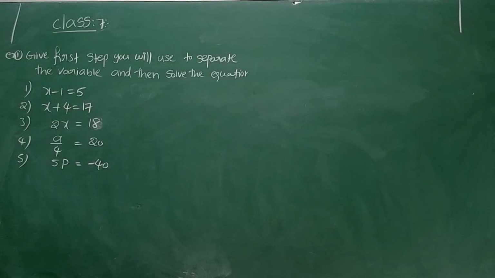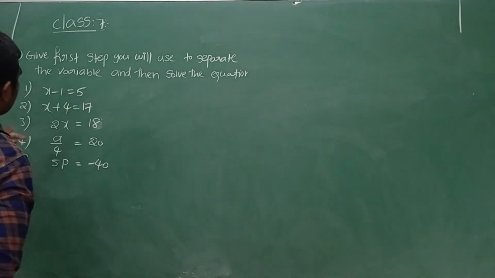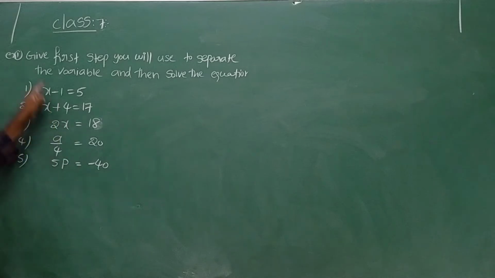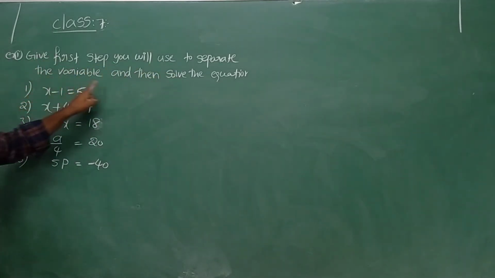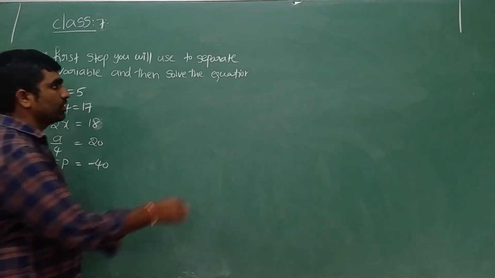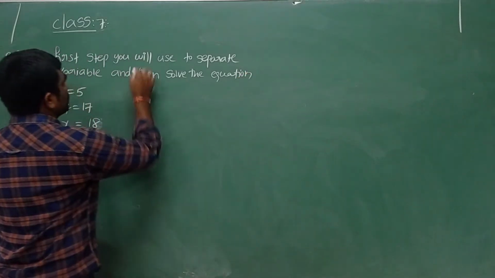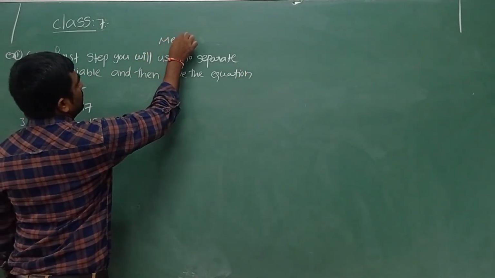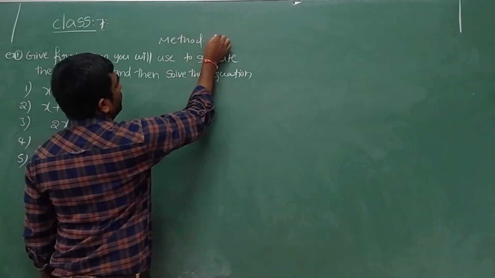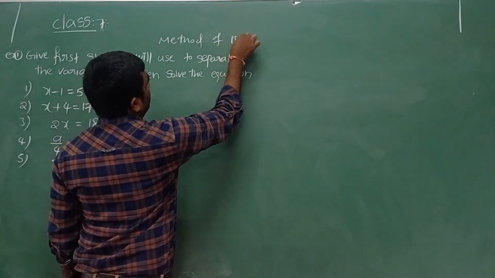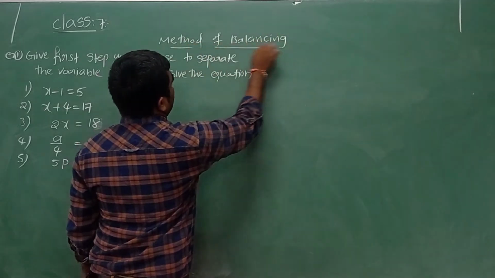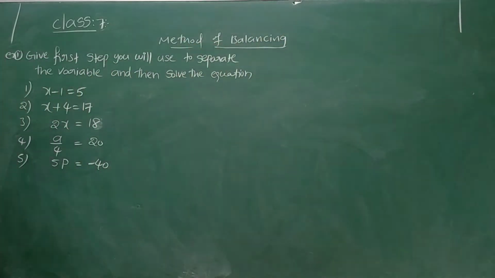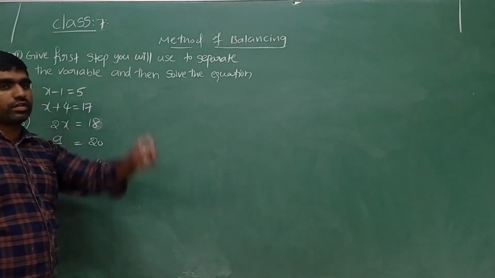Now we will see some examples based on the method of balancing. Give the first step you will use to separate the variable and then solve the equation. So by which method are we going to find the solutions here? Method of balancing. By using this method, we are going to find the solution of these simple equations. They are asking to write the first step, then solve the equation.